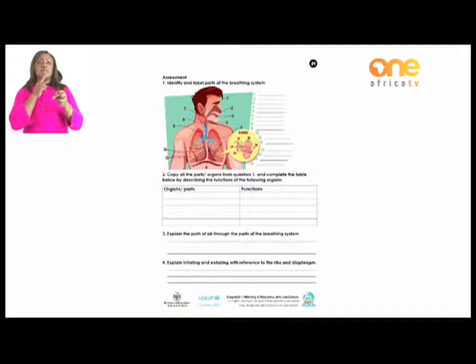Question 4. Explain inhaling and exhaling with reference to the ribs and the diaphragm. We want you now to explain to us what happens to the ribs and what happens to the diaphragm during the process of breathing.